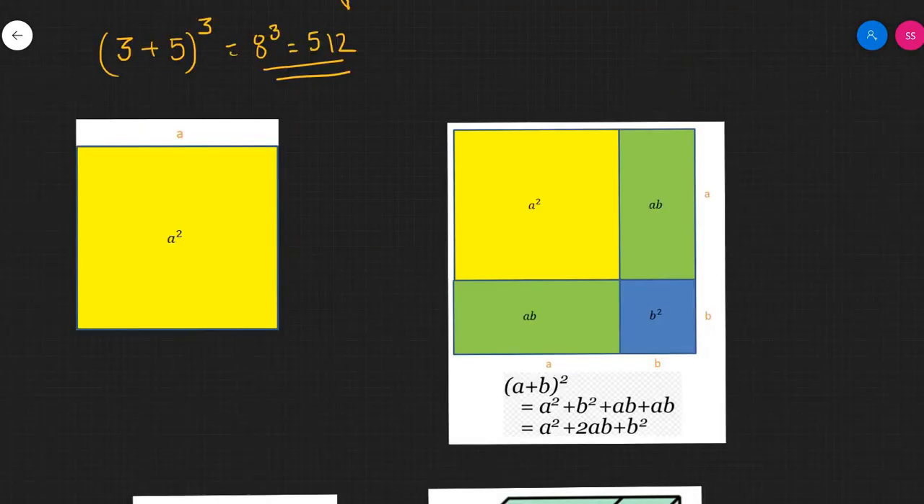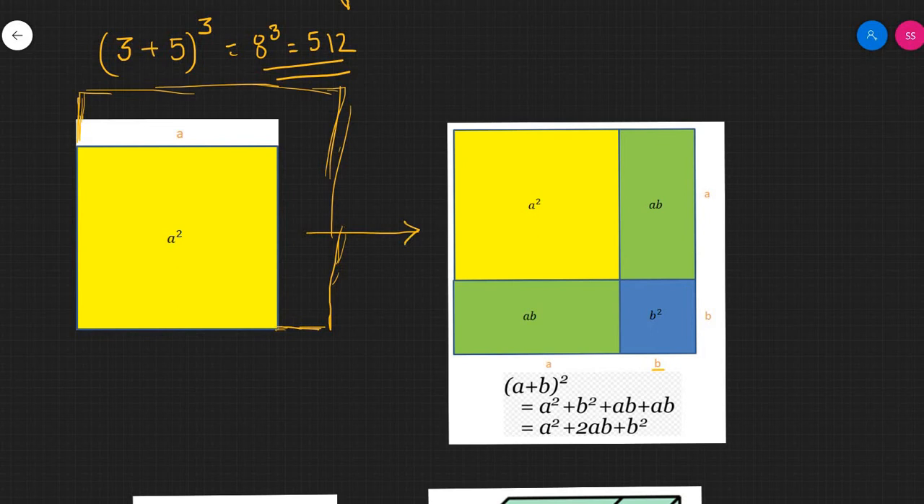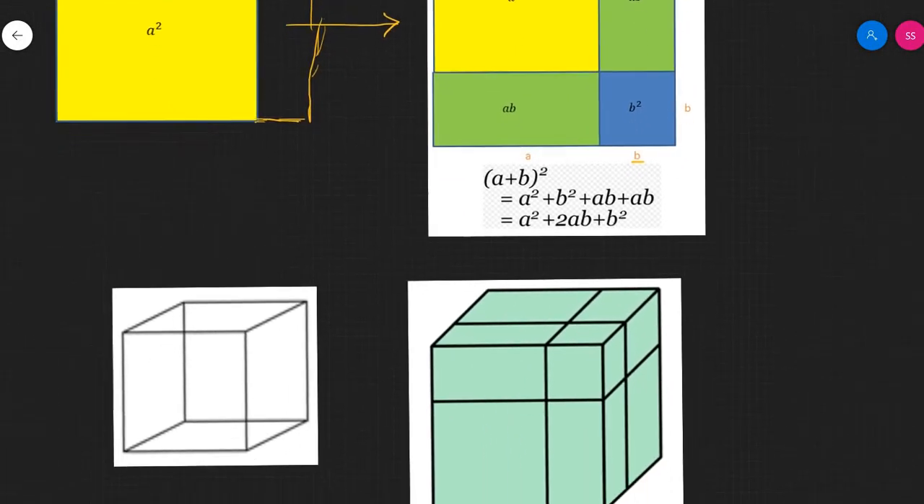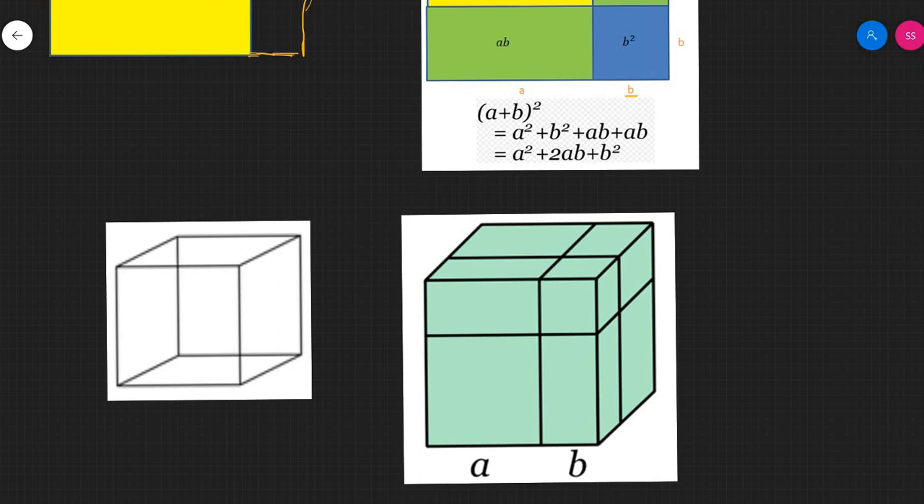Just as we took a square of side a in the previous video and added b to both sides and made a bigger square, and we tried to decompose this big square, and found an expression for a plus b the whole square, one can wonder if there is a similar way you can imagine for cubes.